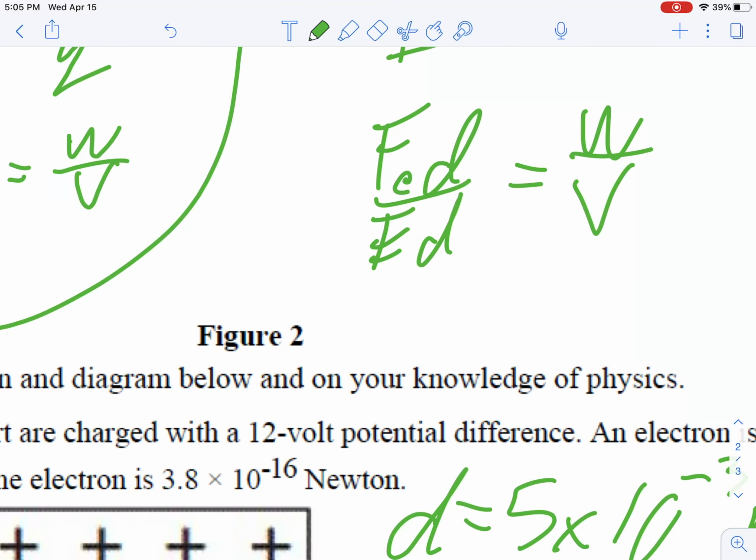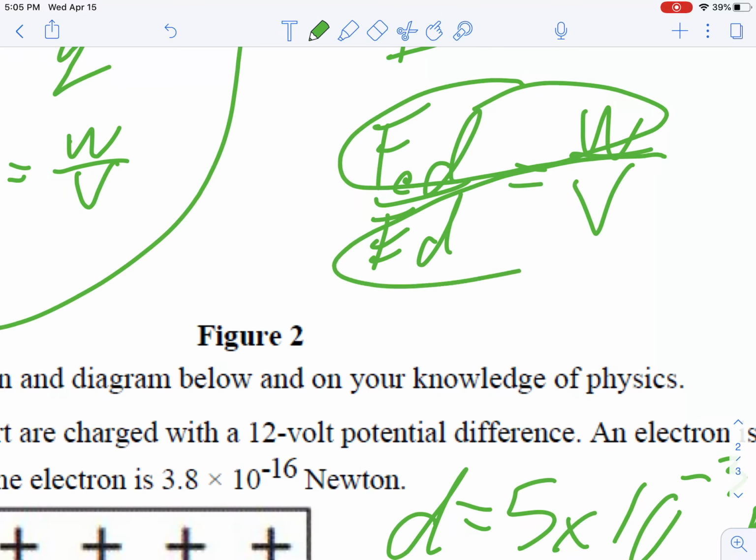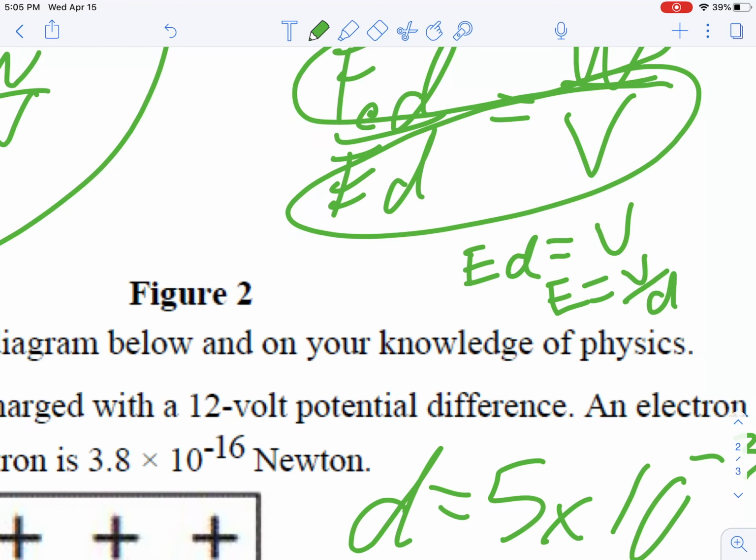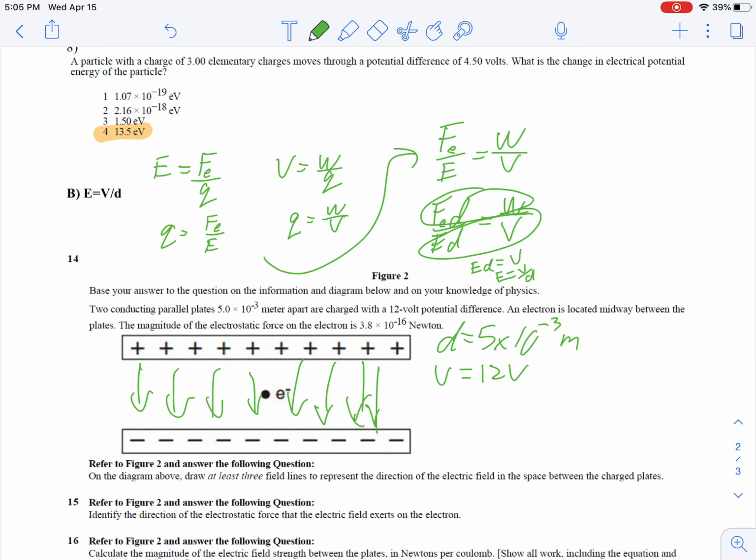Now, you might realize something. Force times distance is equal to work. So if the numerators are equal, the denominators must be equal. So electric field times distance equals V. E equals V over d.